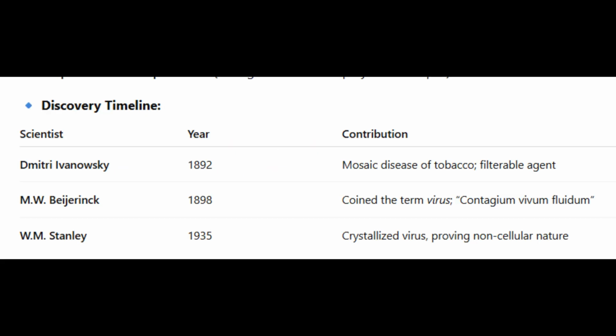Discovery timeline: scientist, year, contribution. Dmitri Ivanovsky, 1892, mosaic disease of tobacco, filterable agent. M.W. Beijerinck, 1898, coined the term virus, contagium vivum fluidum. W.M. Stanley, 1935, crystallized the virus, proving its non-cellular nature.